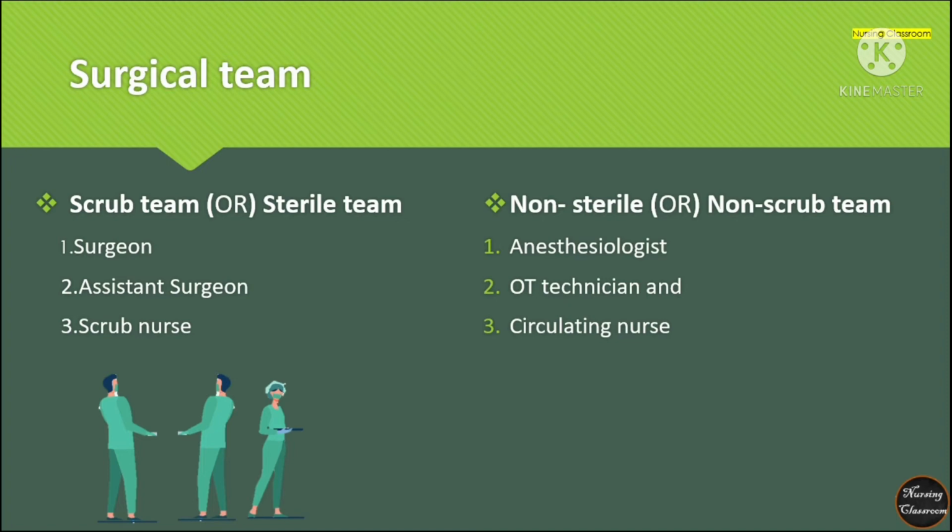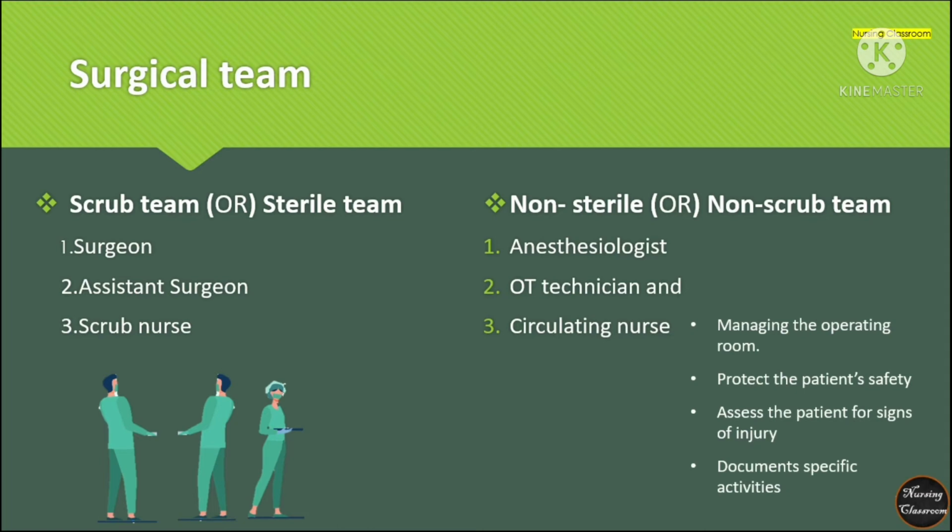The circulating nurse manages the operating room. They protect the patient's safety and health by monitoring the activities of the surgical team. One of the main roles of the circulating nurse is to continuously assess the patient for signs of injury and implement appropriate interventions. The circulating nurse also monitors the patient and documents specific activities throughout the operation to ensure the patient's safety and well-being.